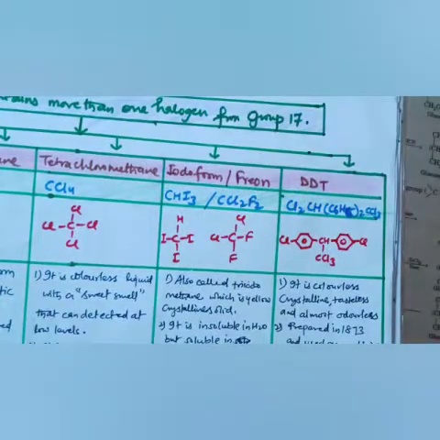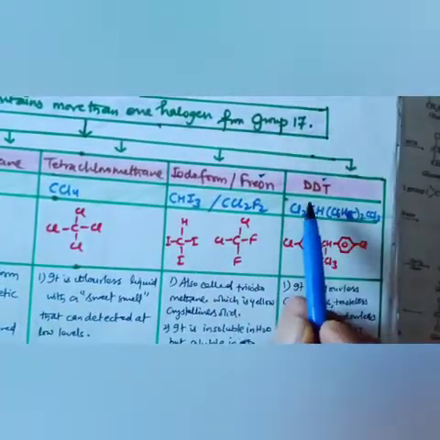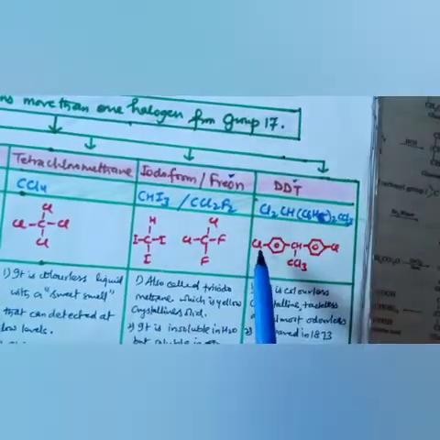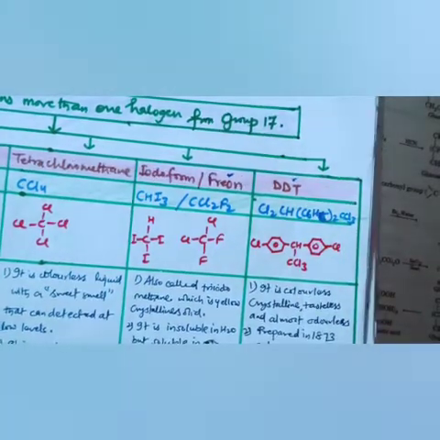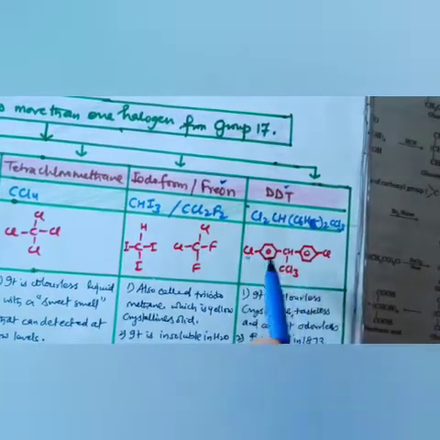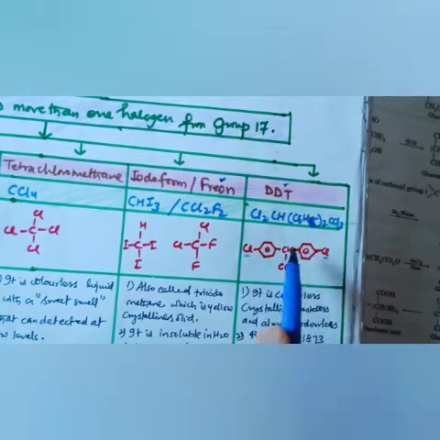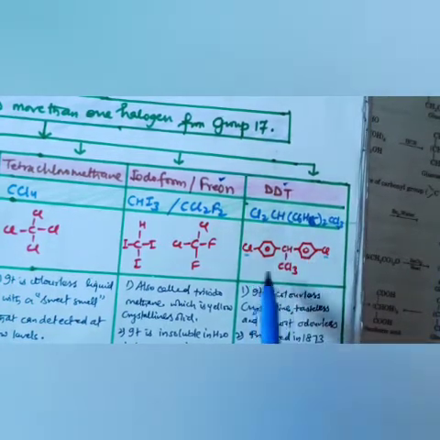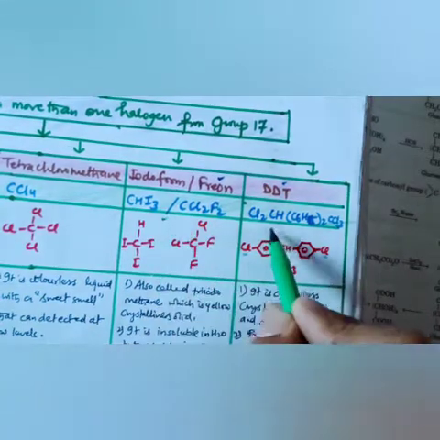The first doubt the students have is about freon. The second doubt is DDT. DDT's full form is dichlorodiphenyltrichloroethane. Dichloro means one chlorine is here, the second chlorine is here. Dichlorodiphenyl means there are two phenyl rings. Trichloroethane is the full form. One by one I am going to tell. First you were asking about the structure, I think. So this is the structure.